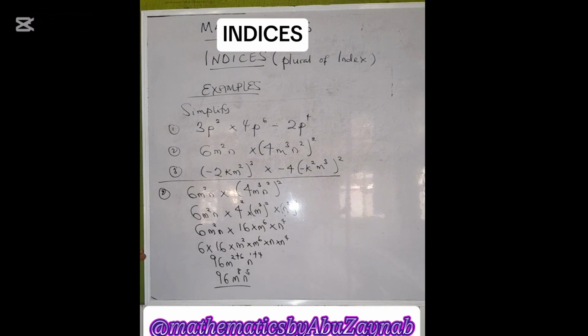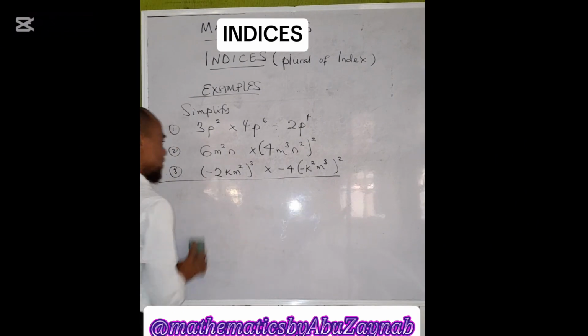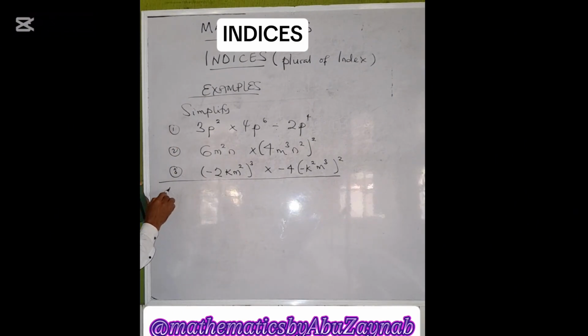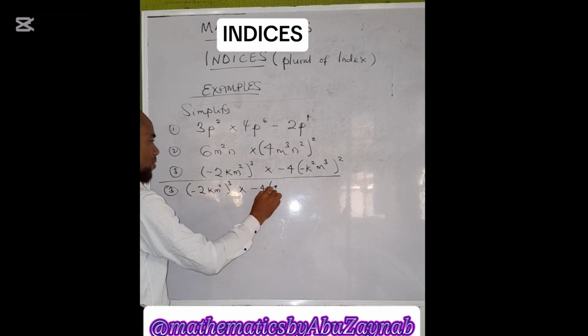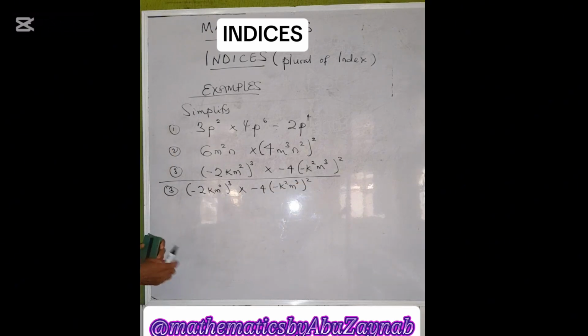If that is clear, as I believe it will be, we look at question number 3. The only thing that is a bit different here is the negative value. So we have minus 2k m squared all cubed times minus 4 bracket minus k squared m cubed all squared. Now, the rule remains the same. We open the bracket with the index outside the bracket. So in this case, I'm going to have minus 2 power 3 k power 3 m squared first, then also power 3. The 3 must go around the 3 terms.